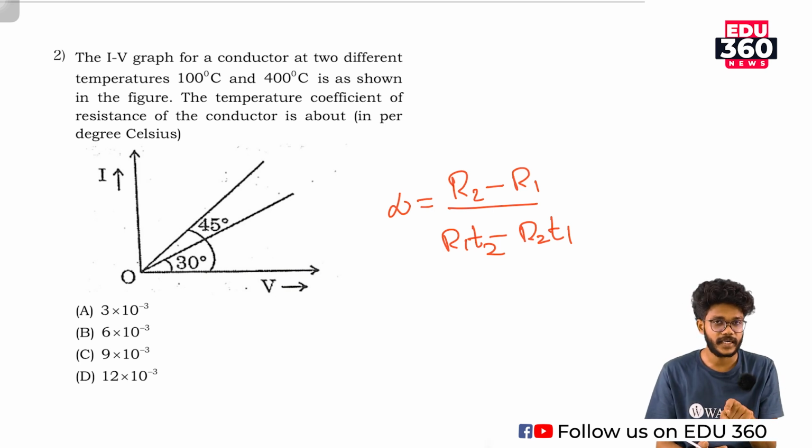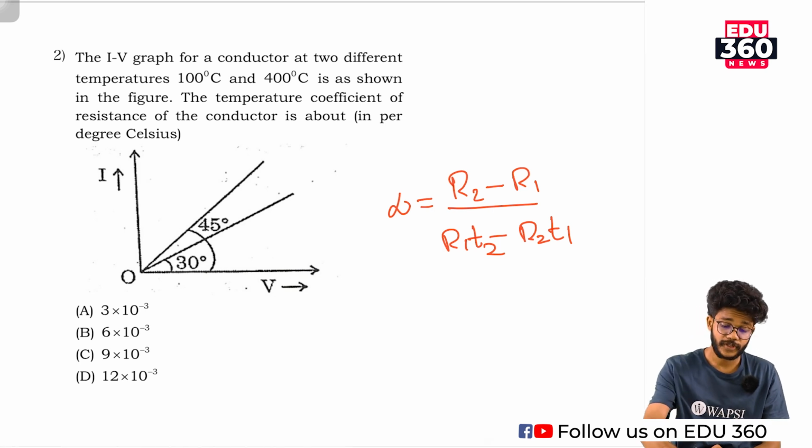But for a semiconductor, when temperature increases, the resistance gets decreased and the conductance is getting increased. So you need to study the variation of resistance for semiconductor and for conductor when the temperature is increasing. That is very important according to the syllabus. So alpha is equal to (R2 minus R1) by (R1 into T2 minus R2 into T1).